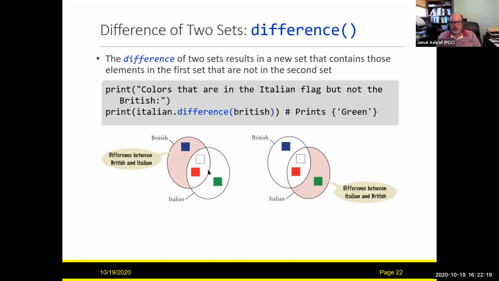Difference. So what is in one that doesn't include in the other one, that's the difference. So if we have Italian difference British, it's going to give us green. And if we do it the other way around, it's going to give us the blue. So if we had British difference Italian, it would give us the blue. If we say Italian difference British, it would give us the green.